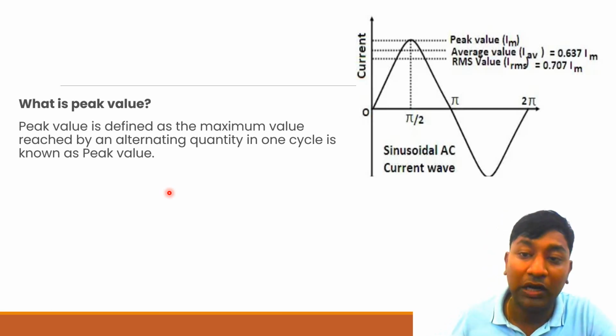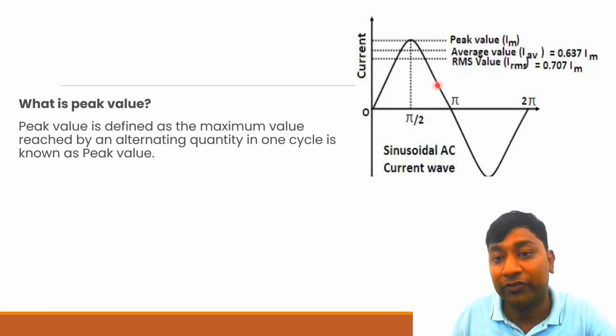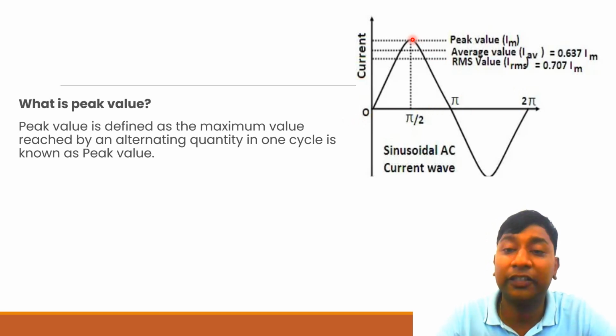So what is the maximum value? One cycle means this is the complete one cycle. So one sinusoidal current we have seen. The maximum value of that particular current is called the peak value in a particular cycle. So this is a complete cycle. The maximum value may be 5 ampere, maybe 10 ampere.